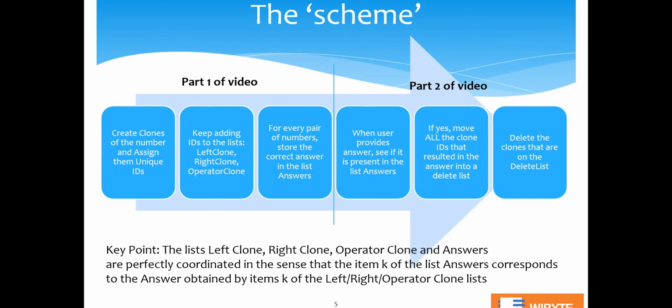So we basically create clones, store their IDs in a list, we maintain a perfect correspondence between the answer number, the answer and the clone IDs. And then, so that we know which particular question has been answered, we can delete those clones. We do that by moving those clones into a delete list, and every clone checks for the delete list and it deletes itself. So so far it's quite nice.